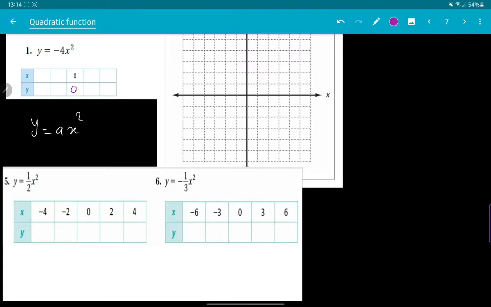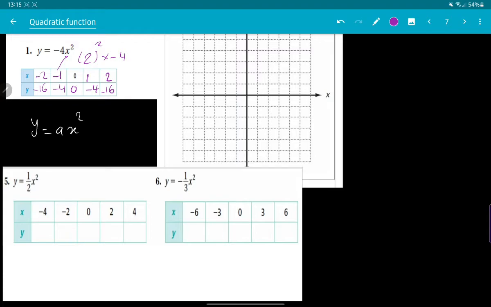Then you have to choose 4 points. We can go 1, 2, -1, -2. Substitute by 1, 1 squared is 1, multiply -4 is -4, and -1. -1 squared is also 1, multiply -4 outside the bracket, it will give you -4. So this is like the mirror for the graph. Then 2 squared is 4, multiply -4, it's -16, and the same here, -16.